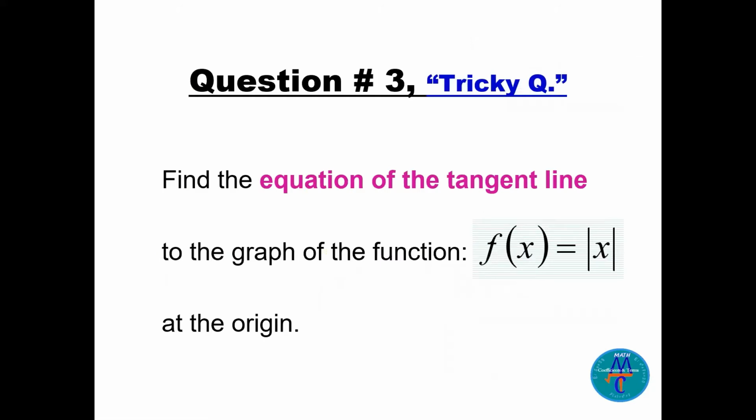This is a tricky question, guys. You can take a minute, pause the video, please, and try it yourself. Find the equation of the tangent line. See, I put question number 2 so that you can understand the steps. Find the equation of the tangent line to the graph of the function f of x equals the absolute value of x at the origin. So I gave you the point x1, y1. I gave you the function. We need the equation of the tangent line at that point. What do you think? Ready? Let's go.